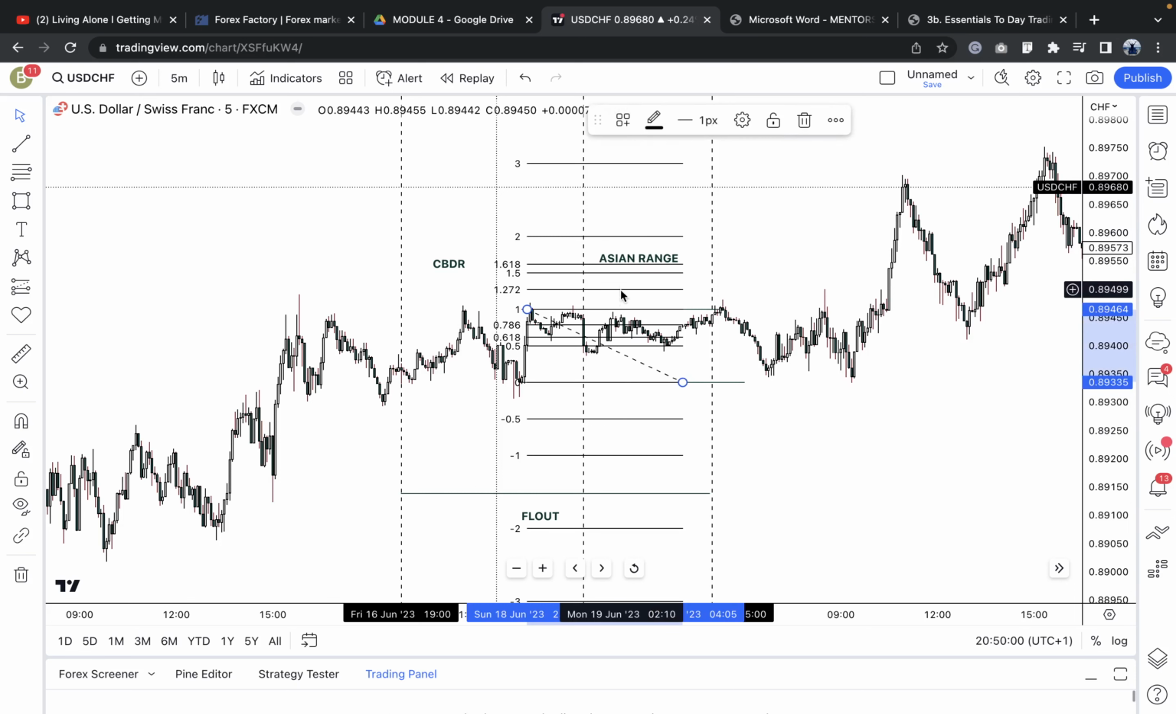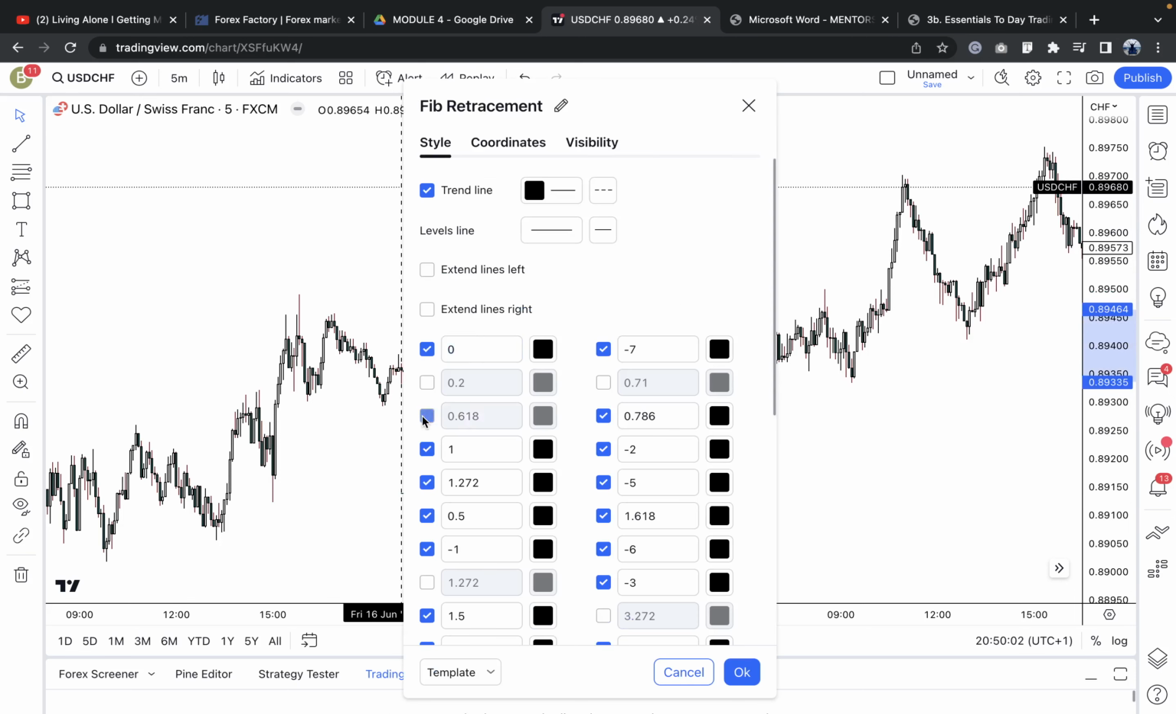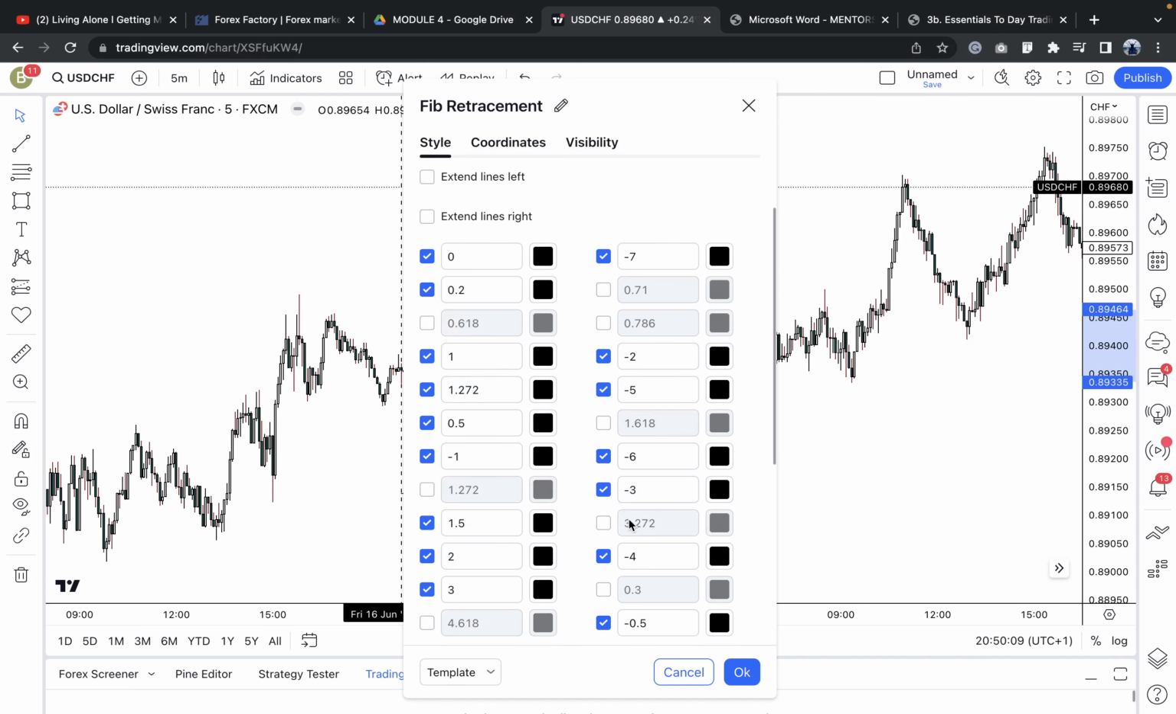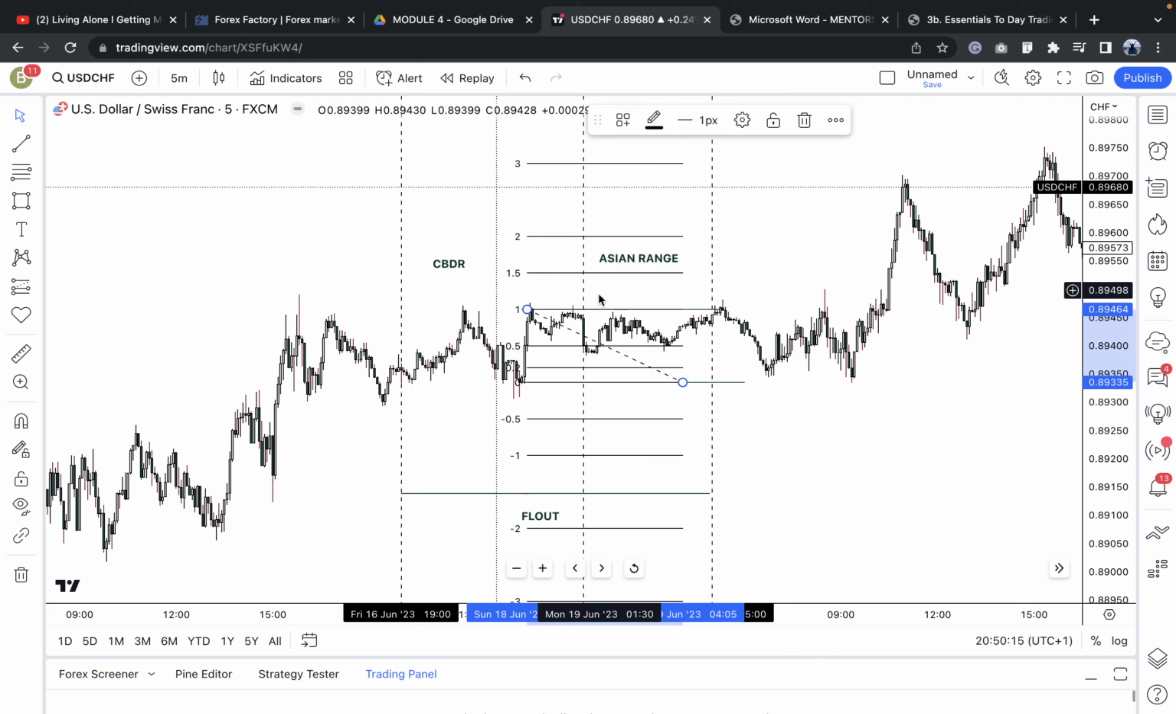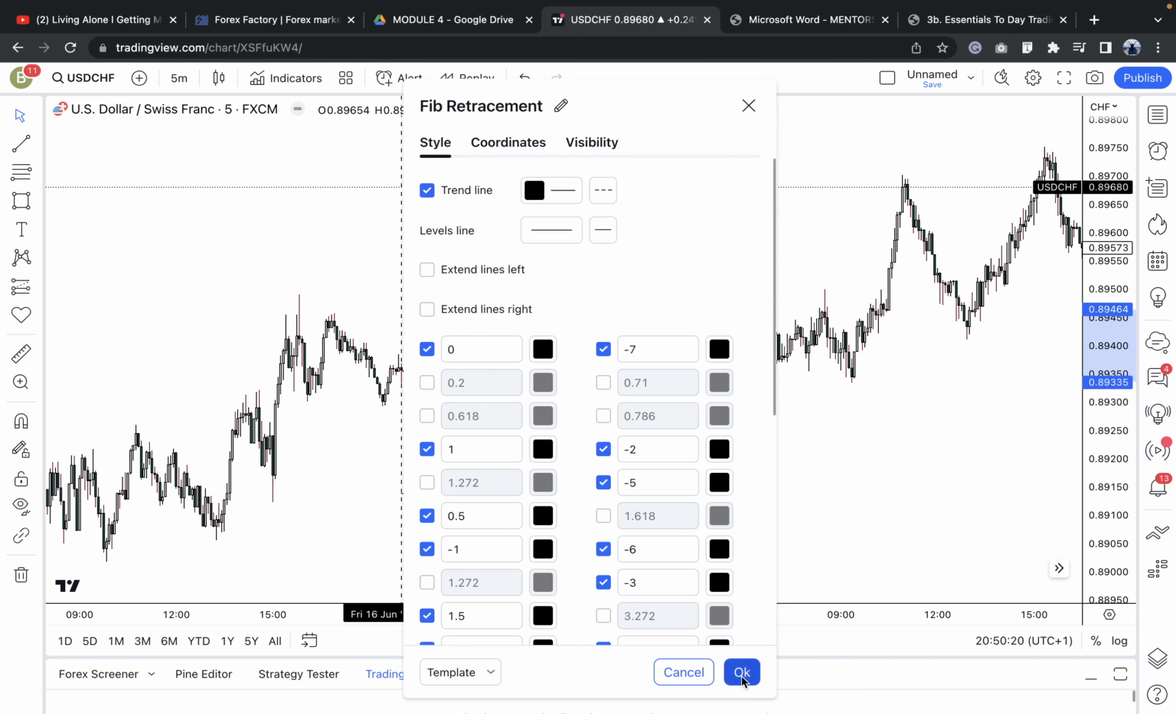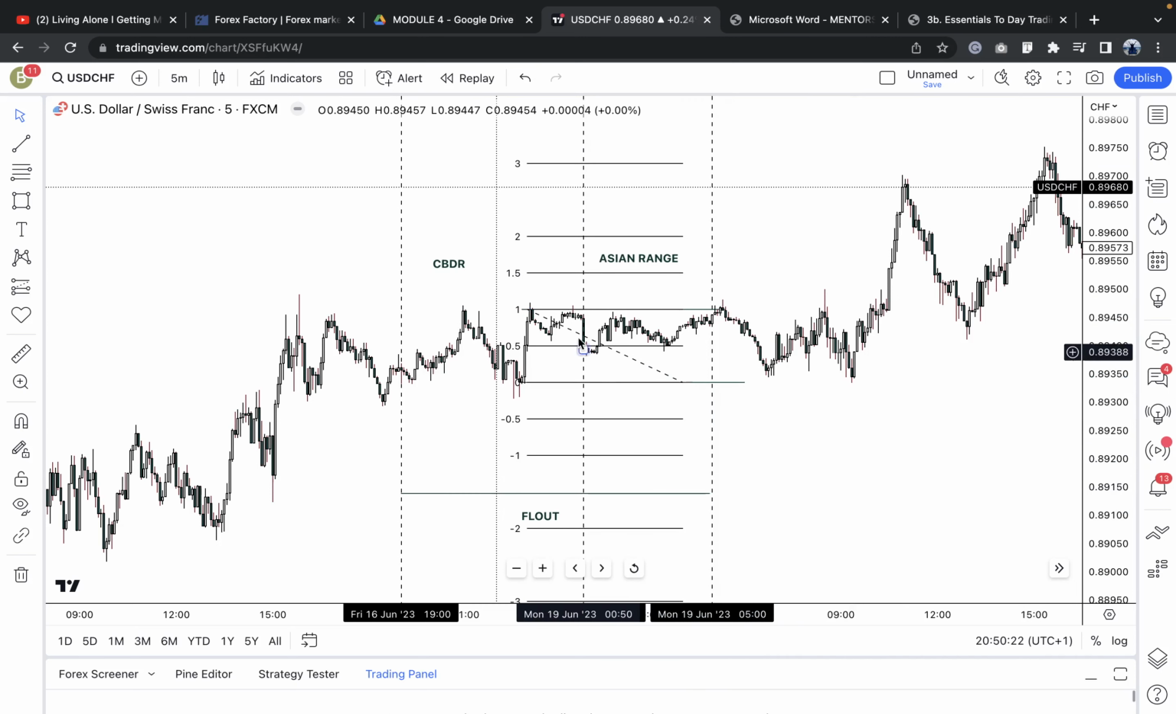Okay, so let me just do this here. I'm going to remove the 618 extension level, 786, 1618. Okay, so our only concern is with the standard deviation. We only want to see standard deviation on our chart. I'm going to get rid of this. So this is only standard deviations here.